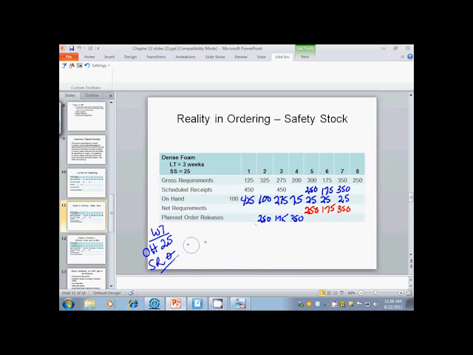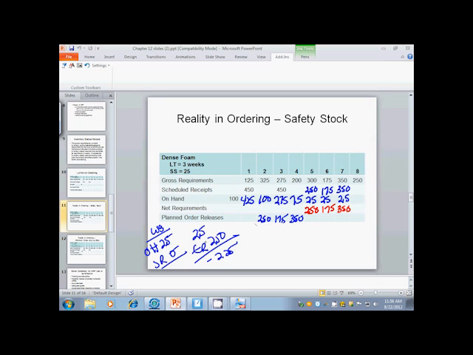Looking at the last time bucket or time block on this inventory status record, week 8. We are looking at the end of week 7 on hand of 25 units and a scheduled receipt in week 8 at this point of 0. That gives us 25 units to use. But our gross requirements that we need to subtract out are 250. That means we are actually short 225.